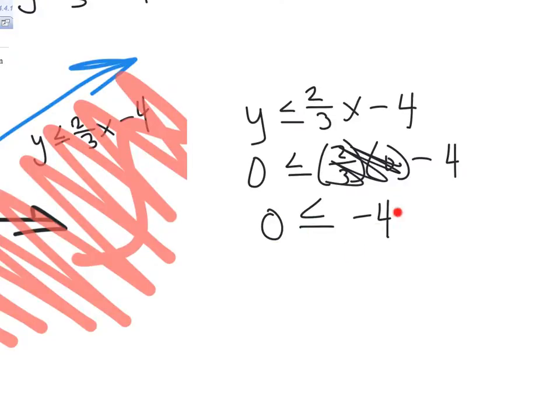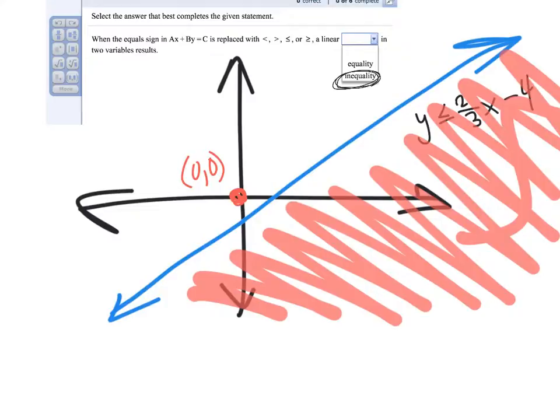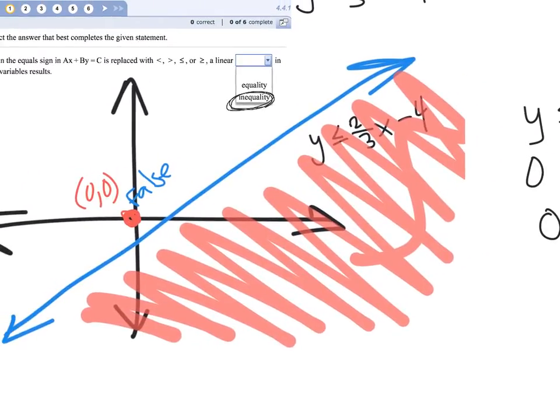Now, is that a true statement? No, that is a false statement. So that means this point right here, this 0, 0, is false. That means I don't shade the false side. You never shade the false side. You always shade the true side. So if this side is false, that means the other side has to be true. And so that's the other way to decide which side you shade. You choose a point. You determine if it's true or false. If it's true, you shade that side. If it's false, you shade the other side.